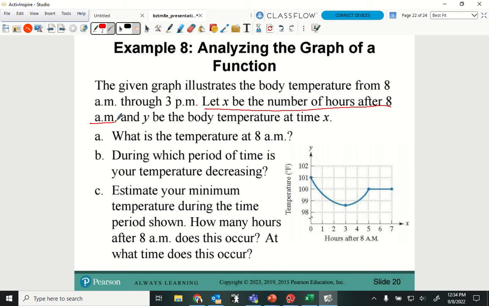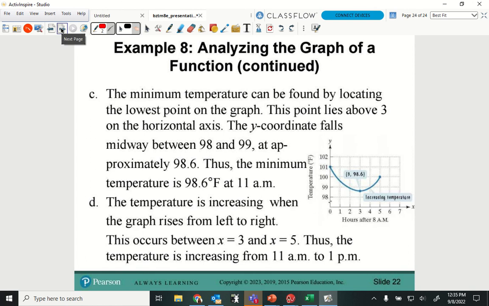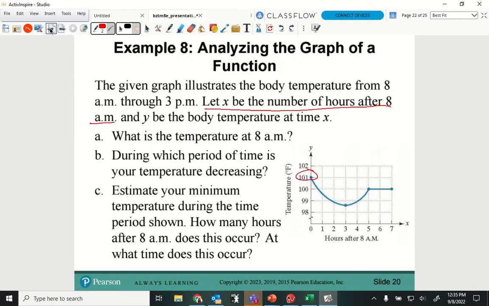All right, so what is the temperature at 8 a.m.? Looking at the graph, what is the temperature at 8 a.m.? 101. So average temperature at 8 a.m. is 101. Wait, hold on. There it is, right there. Oh, dang it, back. There we go.